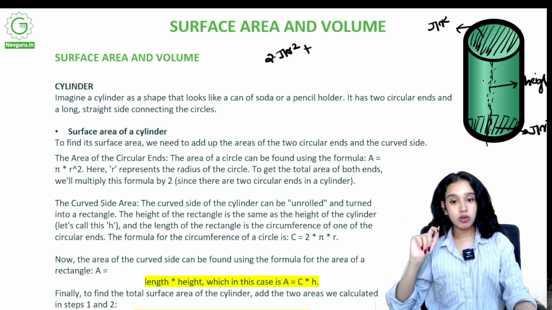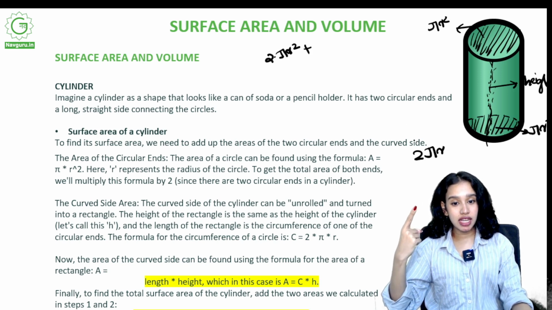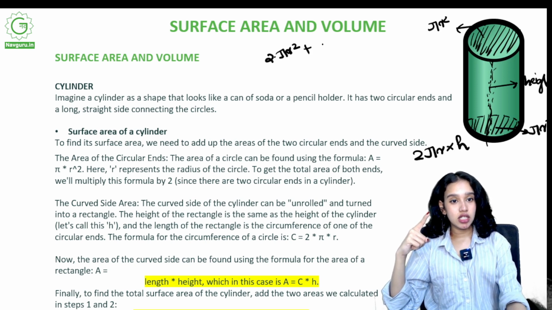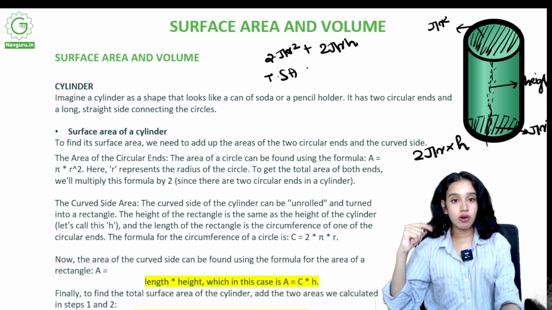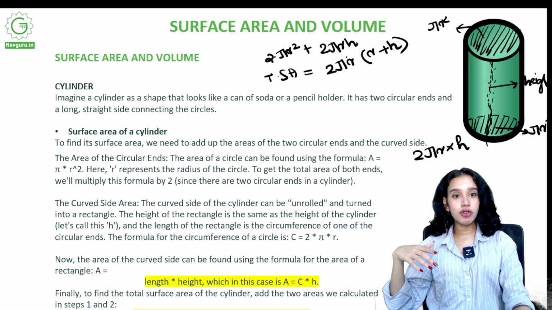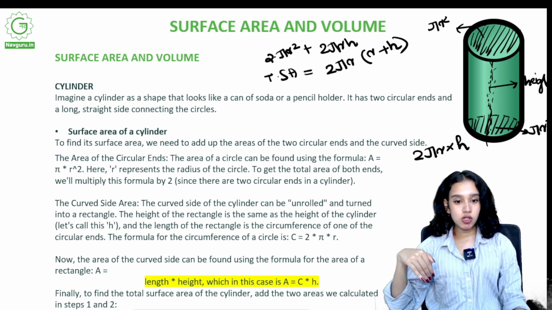The formula for the circumference of a circle is 2 pi r. Now the area of the curved surface is area equal to length into height, so this is circumference into height, which would be 2 pi r h. So the total surface area of a cylinder, we could take 2 pi r common, would be 2 pi r into r plus h, or we could write it as 2 pi r square plus 2 pi r h. That is written here: 2 pi r square plus 2 pi r h.